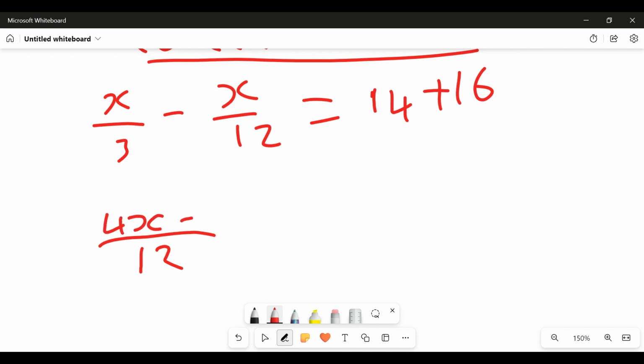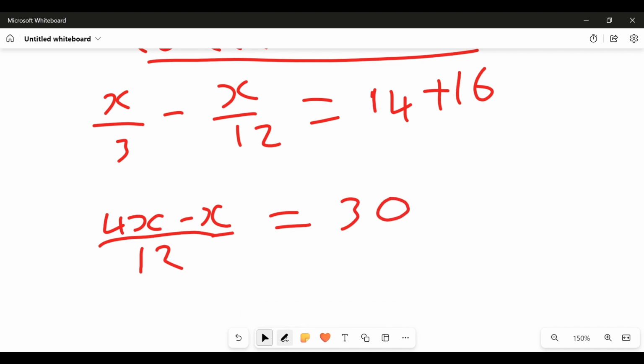If you don't know how to do LCM, just go and revise your addition and subtraction of fractions and knowledge of LCM. You understand how this comes to be. Don't just cram it in your head that they do it like this or I do it like this. Just go and master that. It's very, very important. So what is 14 plus 16? That will be 30.